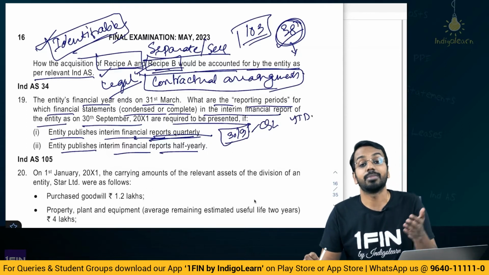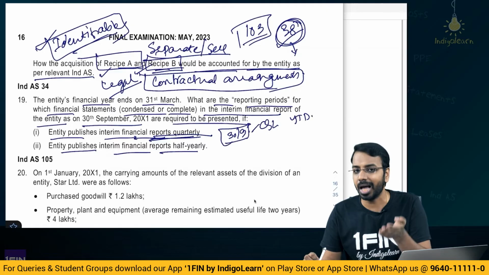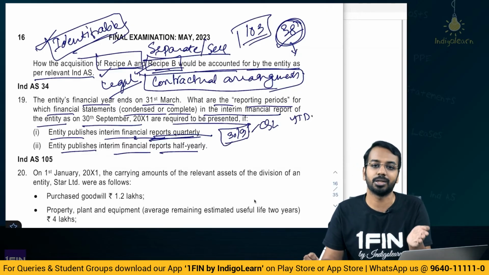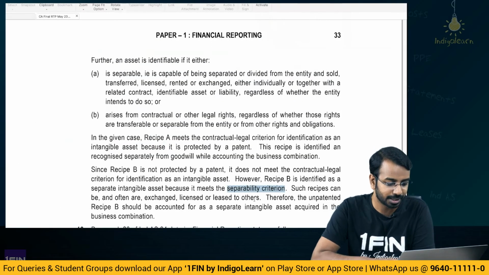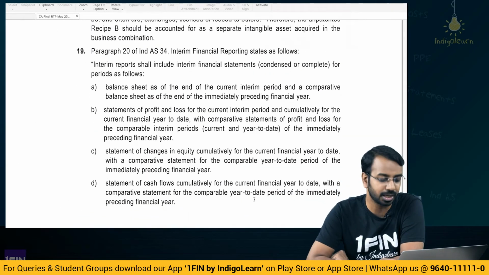Balance sheet, what will you do? Balance sheet you will prepare as on 30th of September and you will prepare balance sheet as at the end of the immediately preceding year. So let's have a look at this solution. We also need to prepare statement of changes in equity. All of this we have discussed in the class.